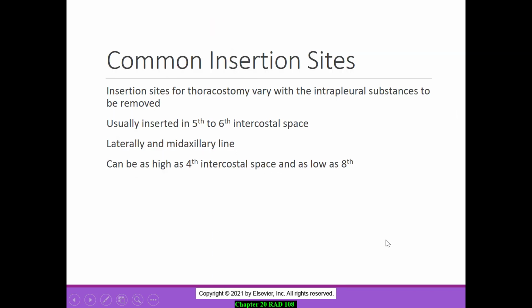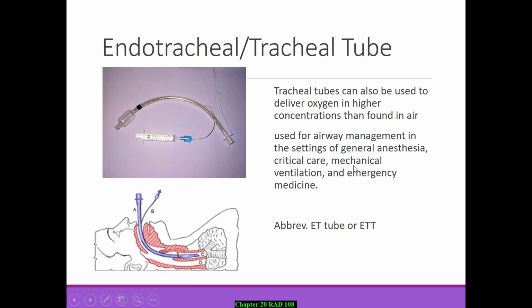Some common insertion sites: you're going to see them placed at the 5th to 6th intercostal space. Laterally and at the mid-axillary line, it can be as high as the 4th intercostal space and as low as the 8th. So typically it's going to be between 5 and 6.